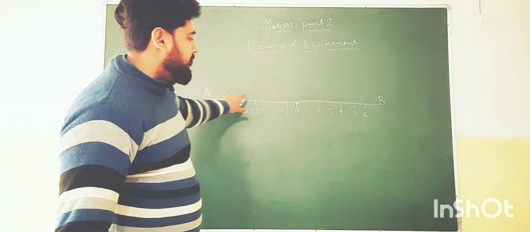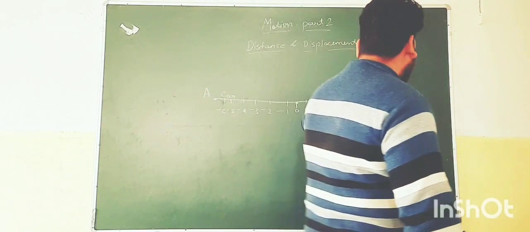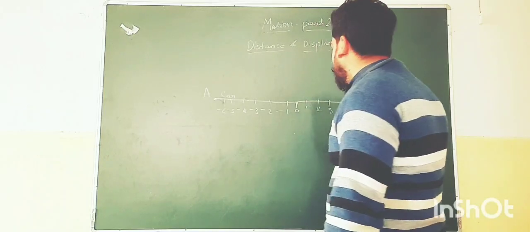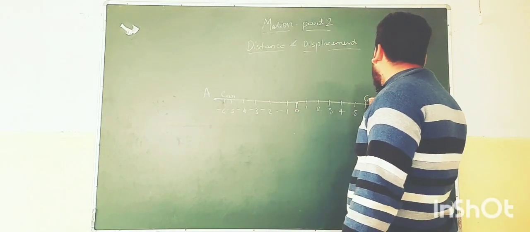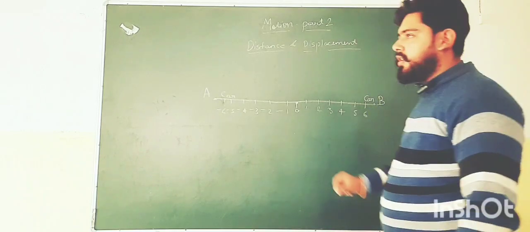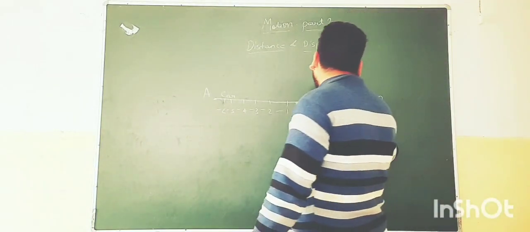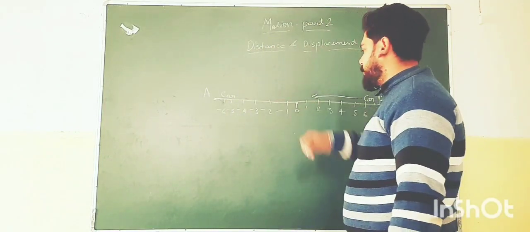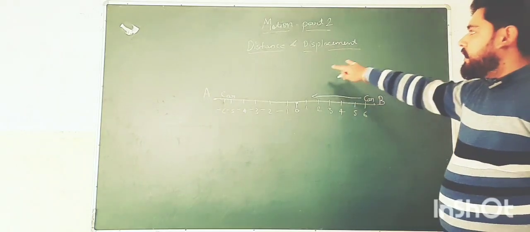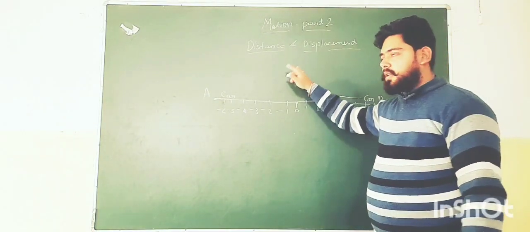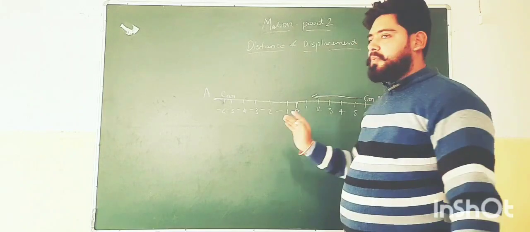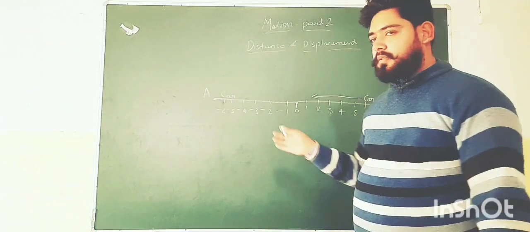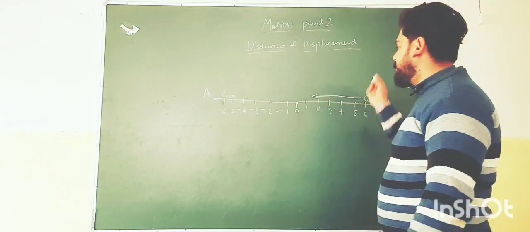One side you are looking at is negative, and the other side is positive. Now let's say the car is starting from B, the positive corner, and it is moving this side towards the negative direction. In both cases we will learn about distance and displacement. First we have to understand, then I will tell the definition of both.